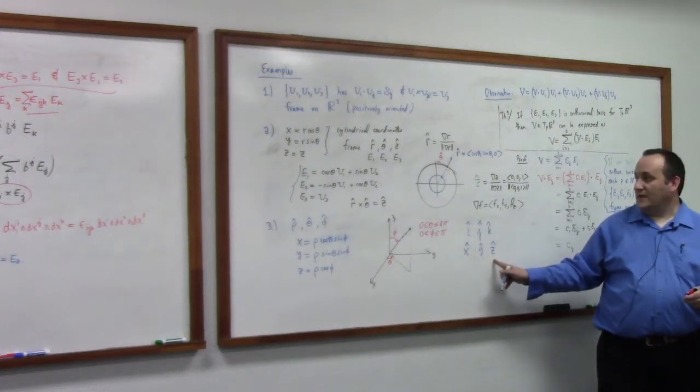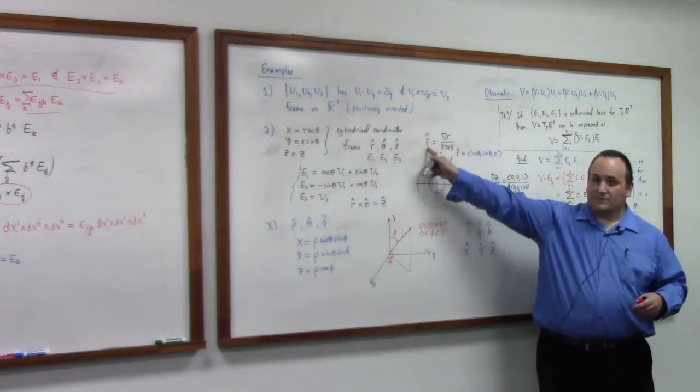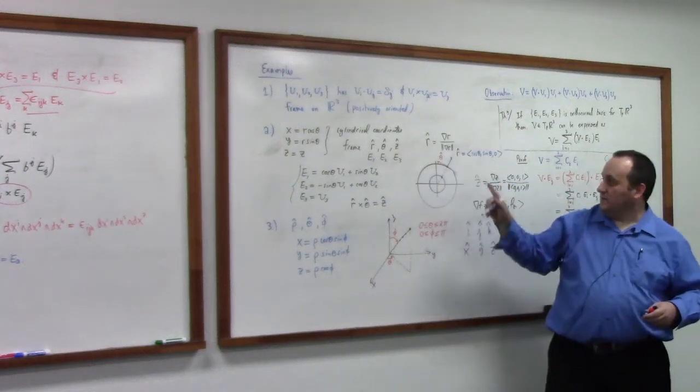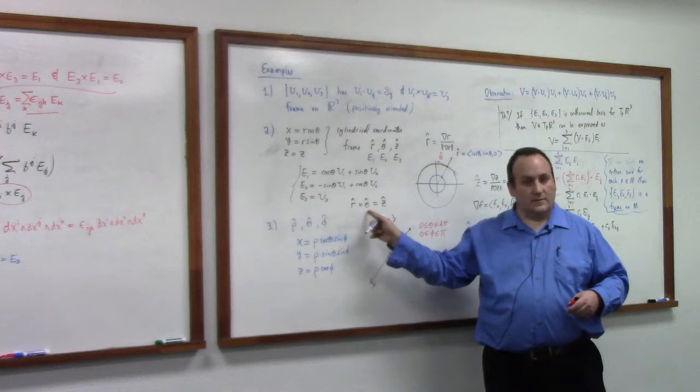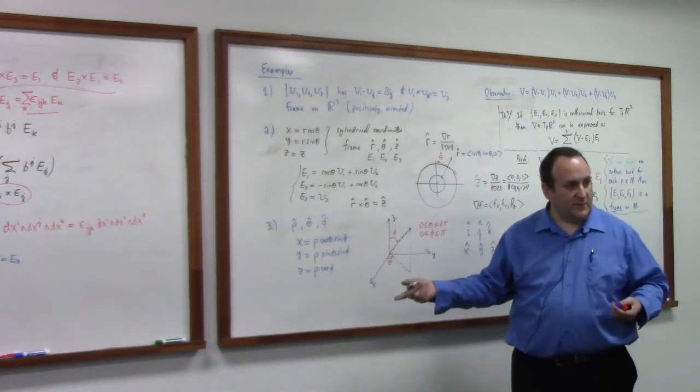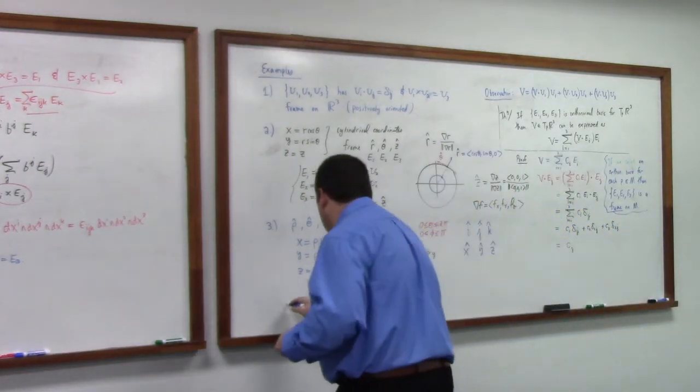It means the same thing. Unit vector in the direction of increasing r. Unit vector in the direction of increasing theta. You know? And down here, guess what the spherical coordinate frame is? It's rho hat.